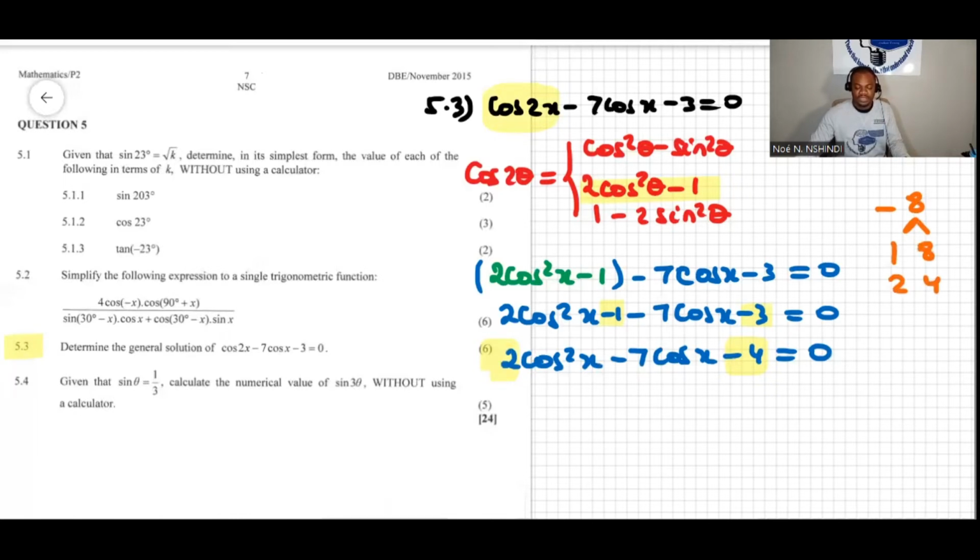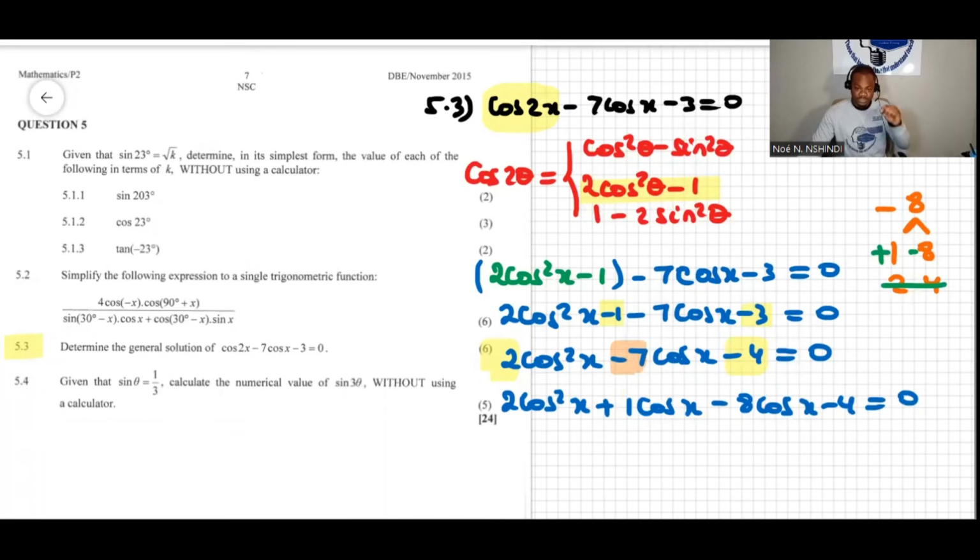Now, I need to make a sum that is equal to the coefficient of the middle term. I have to look at 2 and 4; I will never make -7, but with 1 and 8 I can if I do +1 and -8. Okay, so the same trinomial can be written as 2 cos squared x plus 1 cos x, minus 8 cos x minus 4 equal to 0. Now we split the trinomial into 4 terms.